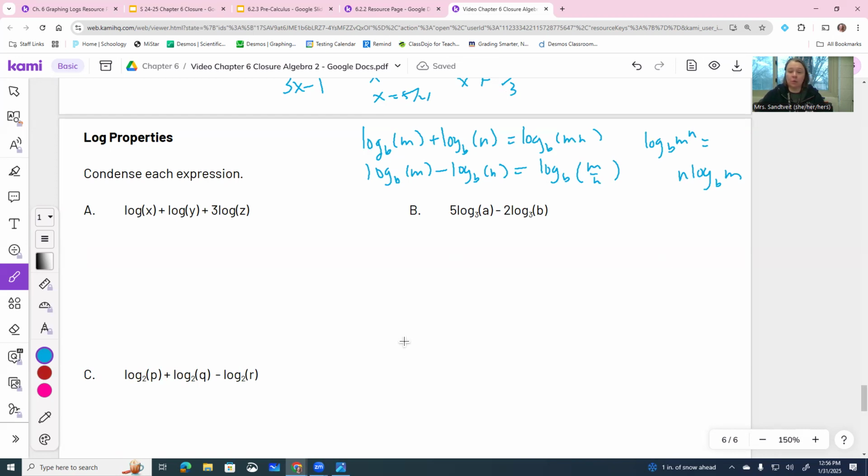But to be able to use either of these properties here, the sum and the difference ones for the product and the quotient, notice there's nothing in front of the logs. So when I see this 3 times the log of z, I cannot condense anything until that's gone. So I have to start with this property here, right? The 3 is like my n. I have to bring that up as an exponent. So I have the log of x plus the log of y.